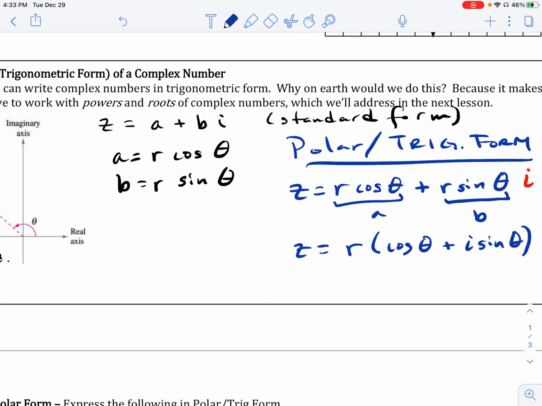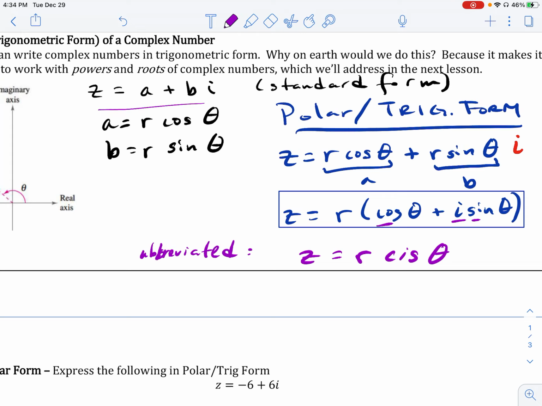The abbreviated form looks like this: z is equal to r, and then we would say cis theta. I know, it seems almost like a cop-out, but it's a totally valid form, okay? So here we have a complex number that's in standard form, and what we can do is rewrite that complex number in trigonometric or polar form.